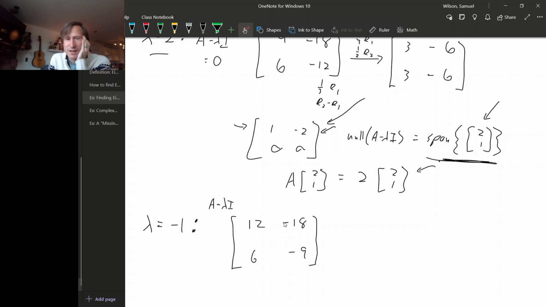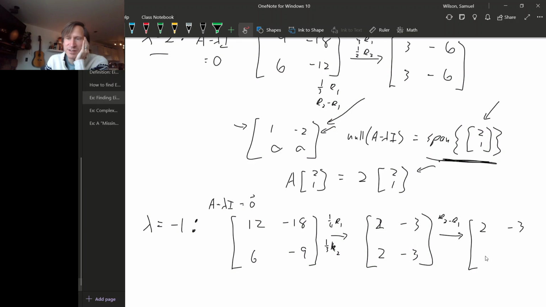Now we need to solve the homogeneous equation associated to this matrix, right? Set it equal to the 0 vector, and solve. So we can row reduce this. Let's see, divide the second row by 3, I guess, and the first row by 6. So first row we're going to get 1, minus 3, and second row we're going to get 2, minus 3. Okay, and then we can do row 2 minus row 1. 2 minus 3, 0, 0, right?